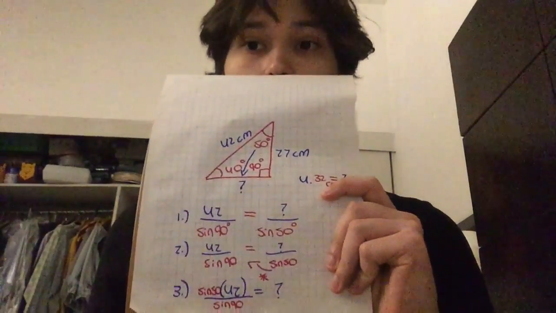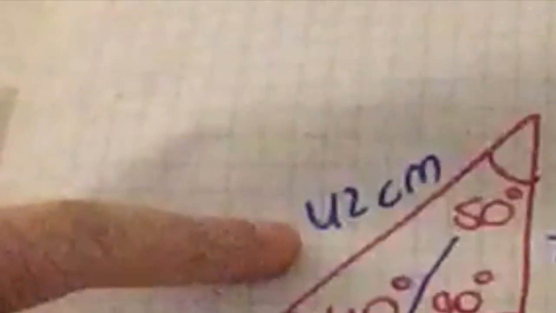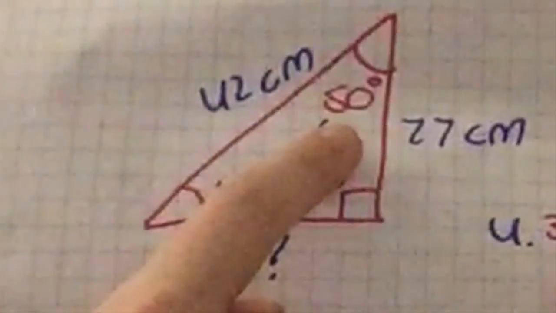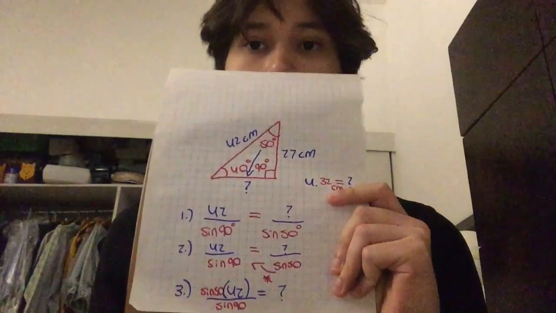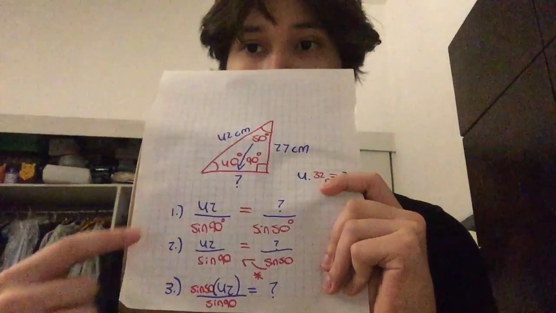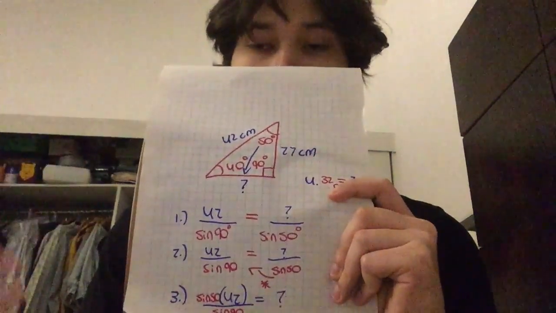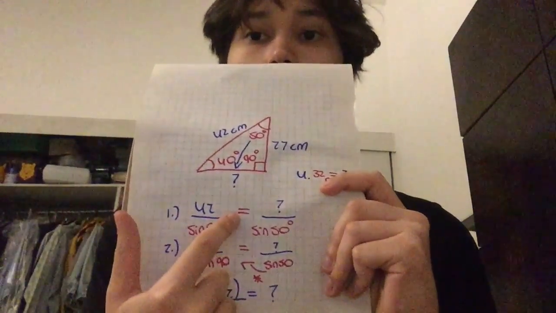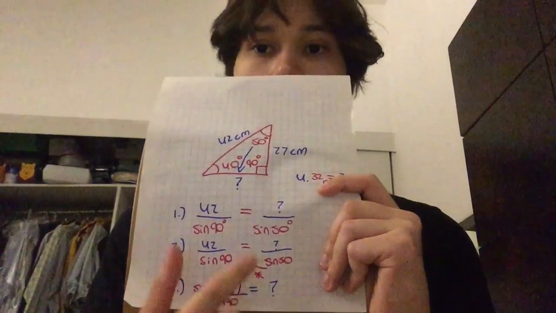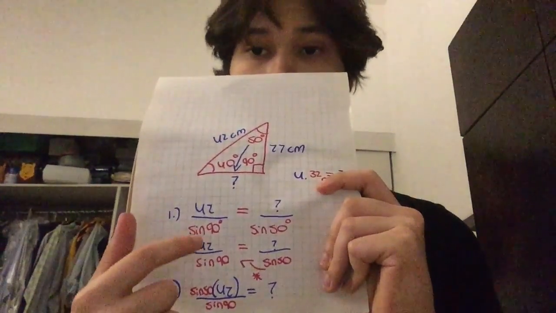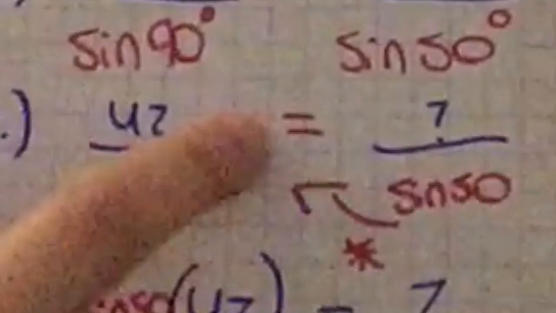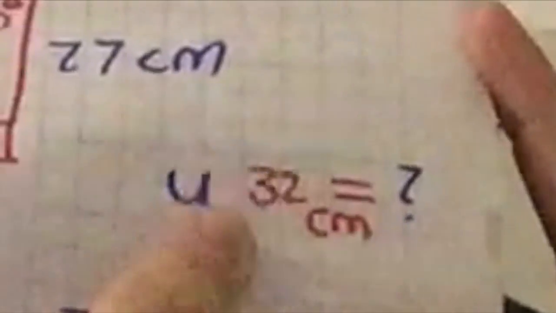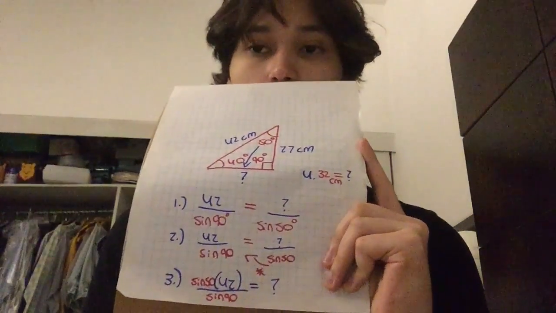So here we are. Now we have our 42 centimeters and our 27 centimeters, but we're missing this side, and it's connected to the 50 degree angle. So let's go ahead and show the process again. We can use the same fraction that we used before, which is 42 over sin 90. We equal it to, this time, sin 50 over the question mark, and then we do the same process. We pass sin 50 as multiplication, we do the multiplication, and that'll give us approximately 32 centimeters.